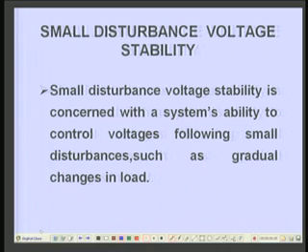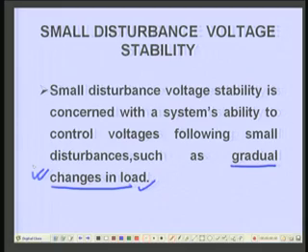The small disturbance voltage stability is concerned with a system's ability to control voltages following small disturbances, such as gradual changes in the load. Whenever we talk about small disturbances, we mean gradual changes in the load. The idea here is that the system is never in static condition, it is always in quasi-static condition, loads keep on changing, and if we are in a position to control the voltage with the small changes in load, we say the system is small signal voltage stable.